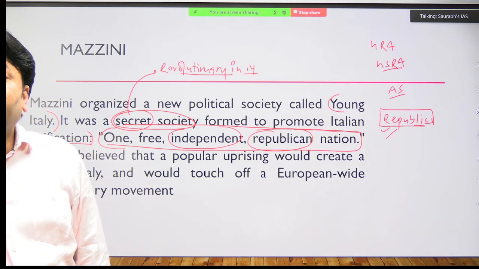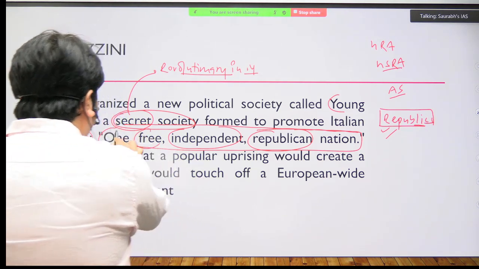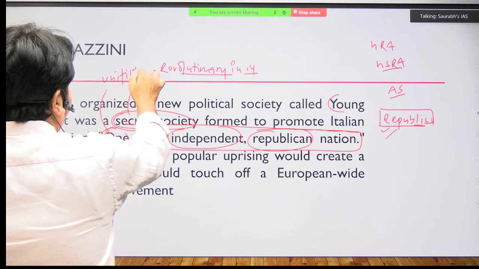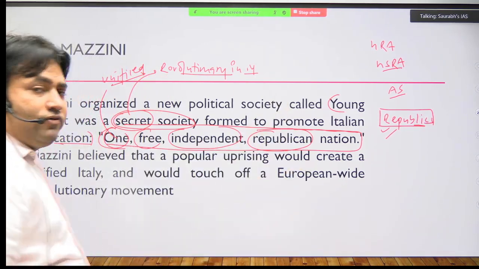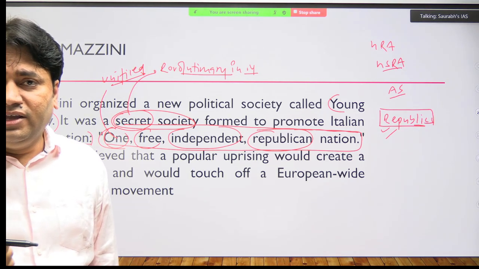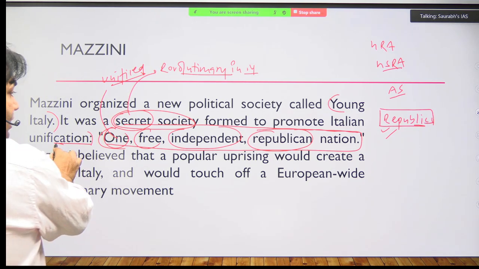Now they want what? Independent, free. And that's why I say, and one means what? Unified. That's why I say that when we talk about the process of unification of Italy, it is basically a freedom movement for the people of Italy. Freedom movement. Now, what is the belief of Mazzini?